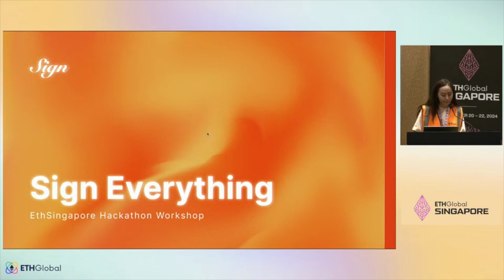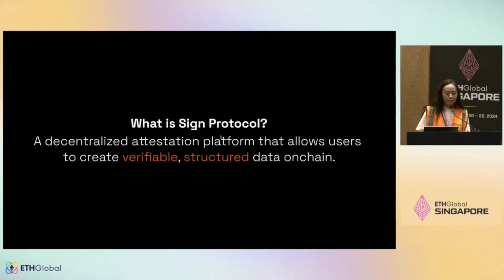So for those who don't know what Sign Protocol is, it is a decentralized attestation platform that allows users to create verifiable structured data on-chain. For those who have been following us for a bit, we started off as a project called eSign, which is a product for people to sign contracts on-chain. Think of it as a Web3 version of DocuSign. Two parties will sign a document and put it on chain.